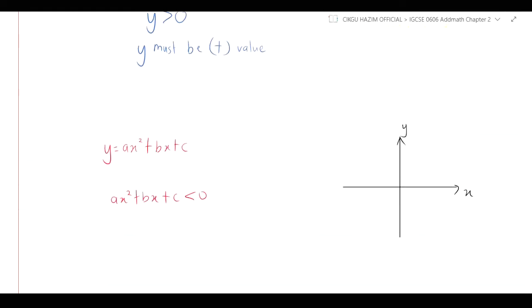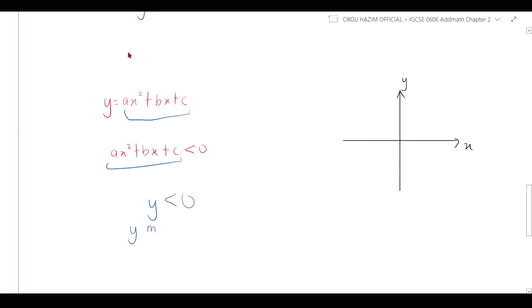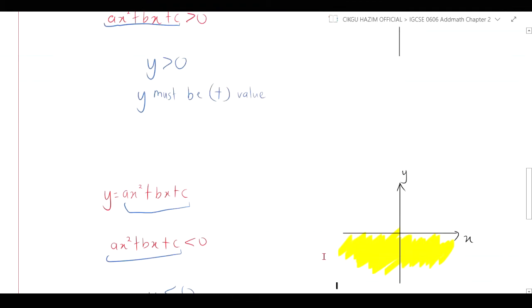Same goes here. If ax squared plus bx plus c is less than 0, it means that y is less than 0, because this is equal to y. So y must be a negative value, which means the region must be under or below the x-axis. That's how you understand it.